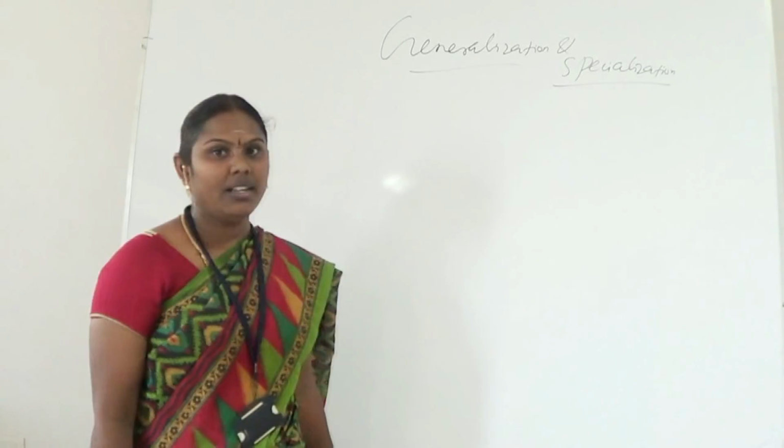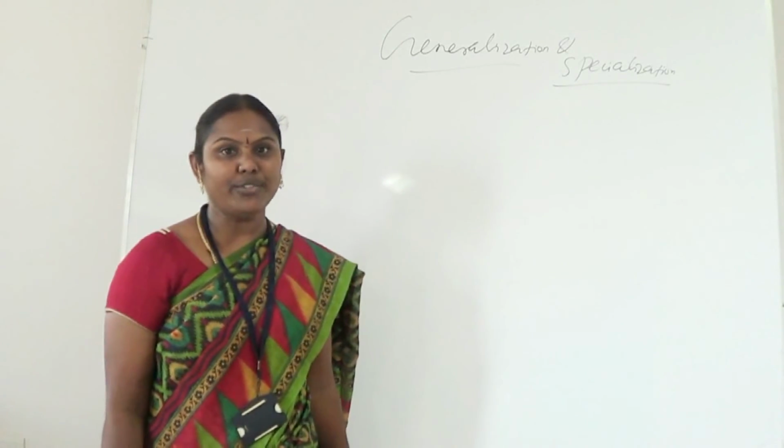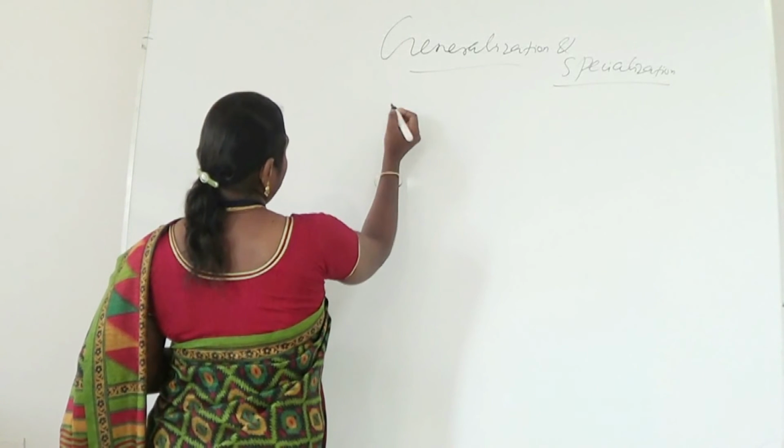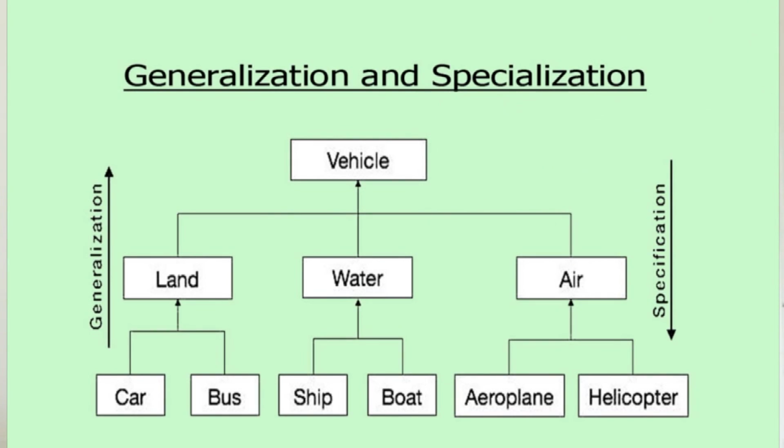So generalization defines an is-a-kind-of relationship. We can take the same example as hierarchical inheritance, that is vehicle. So we have to segregate whether it is a land vehicle or water vehicle or air vehicle.